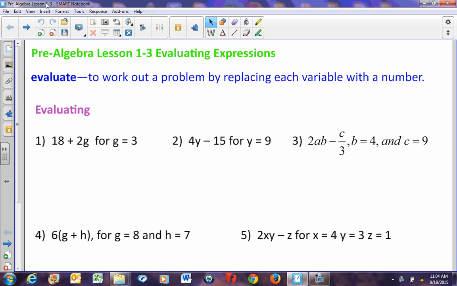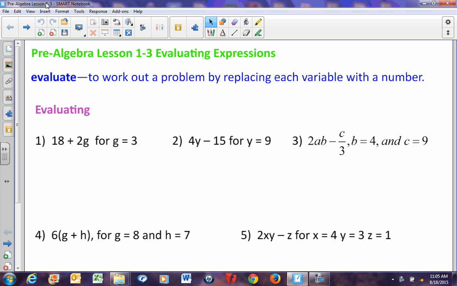This is pre-algebra lesson 1-3, evaluating expressions. To evaluate means to work out a problem by replacing each variable with a number, and then going as far as you possibly can to answer the question. Sometimes you'll get an answer, and sometimes you will not. Most of the time, for your intents and purposes, you'll get an answer.